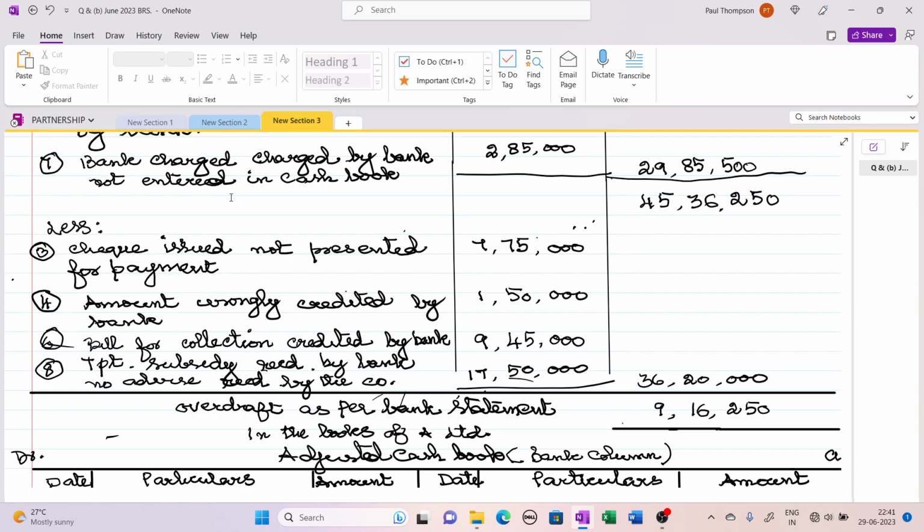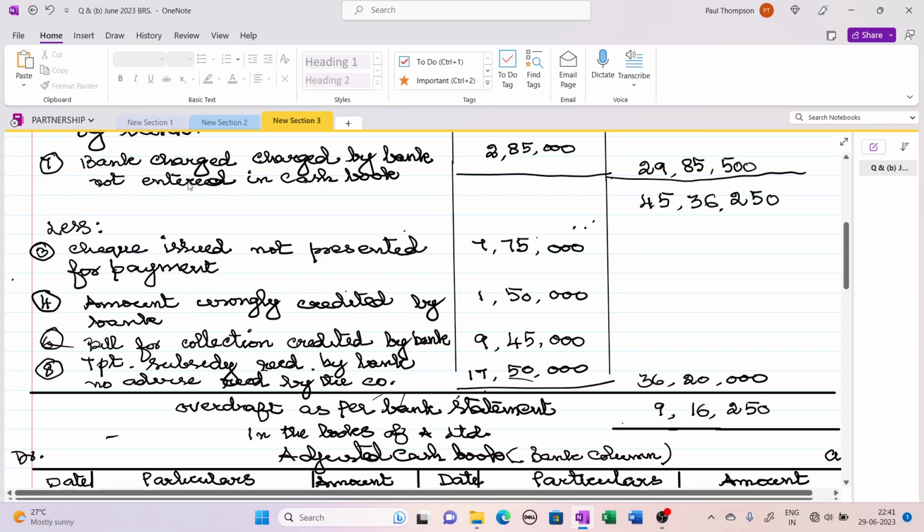So what is the net figure? The added overdraft is appearing at a higher amount than the amounts reducing the overdraft. So this amount is higher, so the net will also be overdraft. So overdraft as per bank statement is 9,16,250. The addition and subtraction you can do yourself.